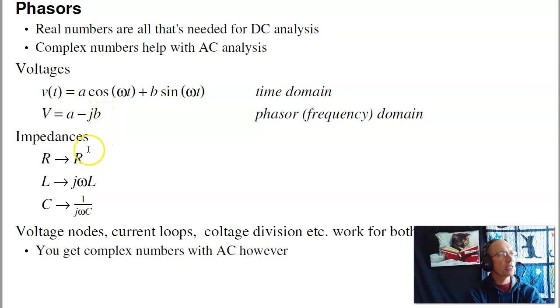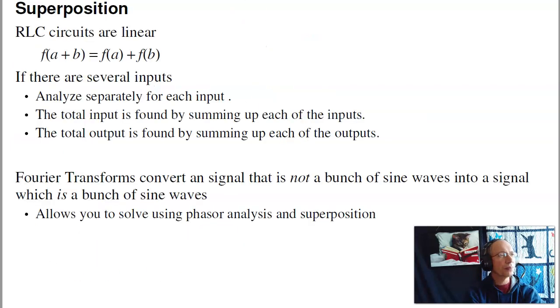If I do that, then impedances become, resistors don't change, inductors become j omega L, capacitors become 1 over j omega C. So if I have an AC circuit with voltage sources and capacitors, resistors, inductors, I'll have a circuit with a bunch of complex numbers in it. The analysis is exactly like it was at DC. I can use voltage nodes, current loops, voltage division, whatever you like. Whatever worked at DC works just fine at AC, except now you're going to get complex numbers. That's phasors. The second half for Fourier transform is superposition.